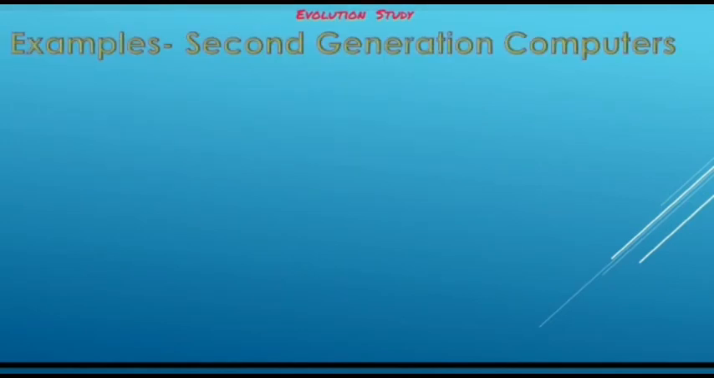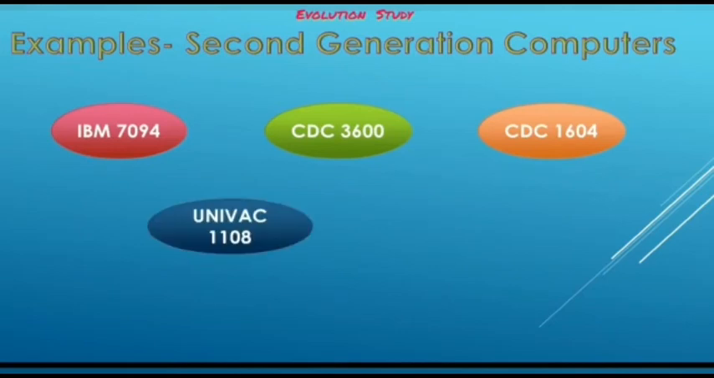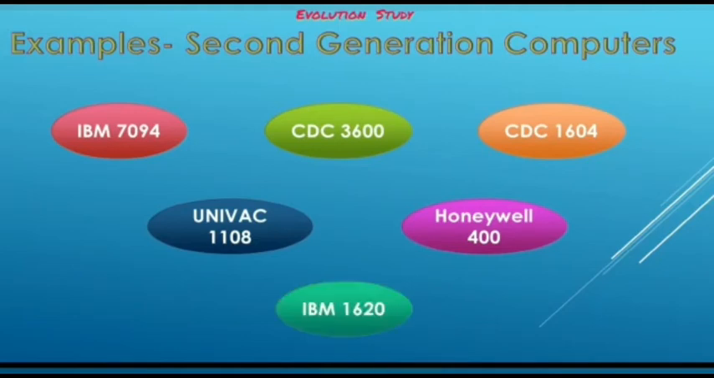Examples of the second generation computers are the IBM 7094, CDC 3600, CDC 1604, UNIVAC 1108, and Honeywell 400, and IBM 1620.